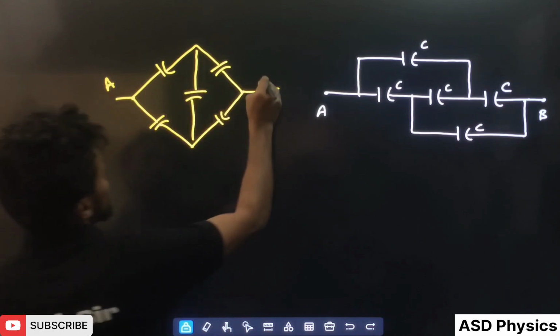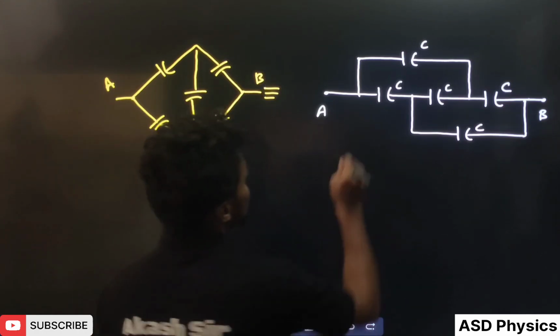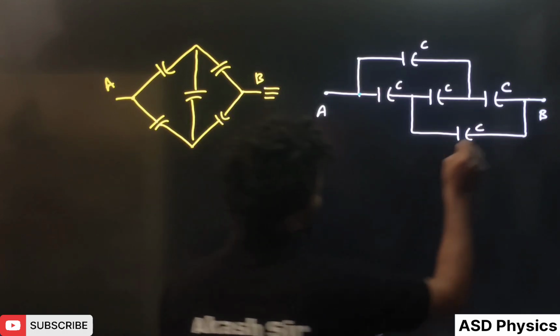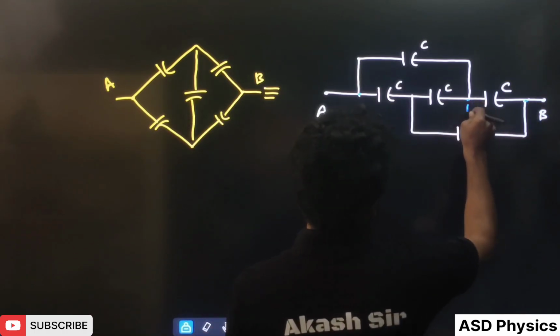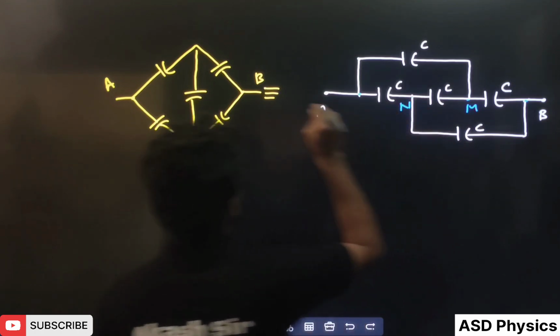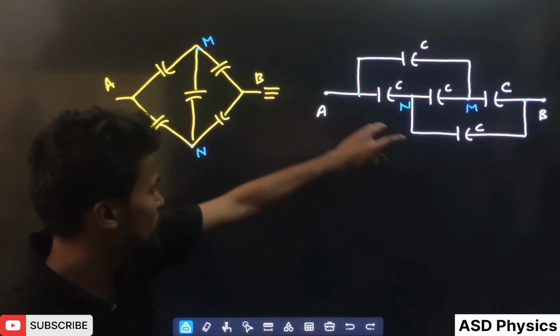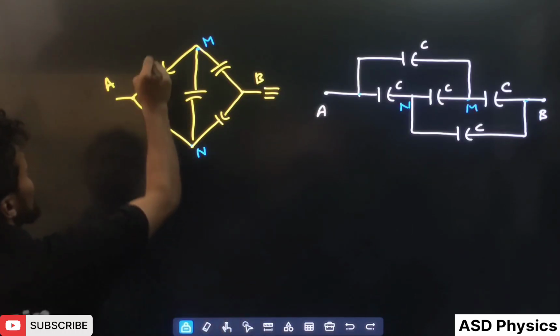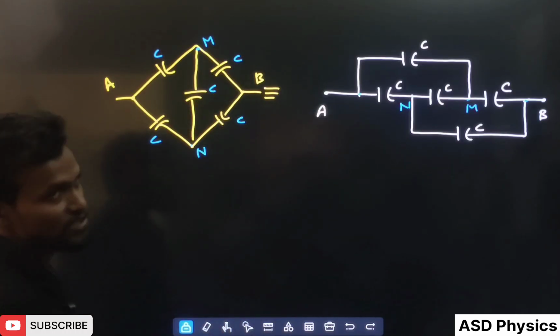Let's take this is A, this is B. And even if you want to see, here this is point A and this is point B. Let's take, I have taken this is point M, this is point N, so this will become point M, this will become point N. Now you can see it very well. So here capacitance C, and this is also capacitance C.